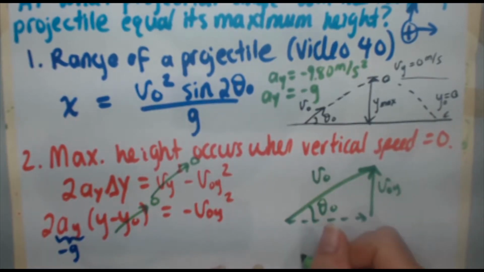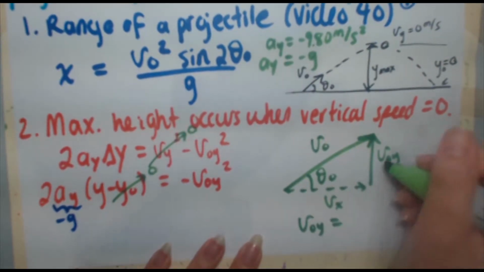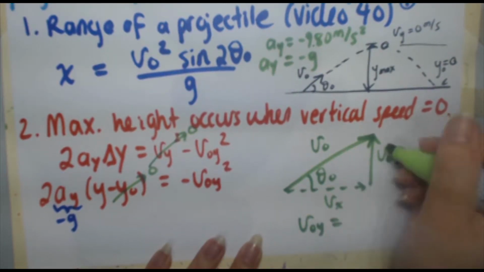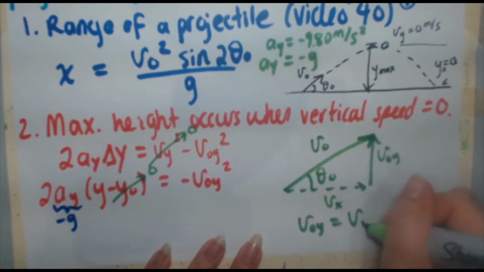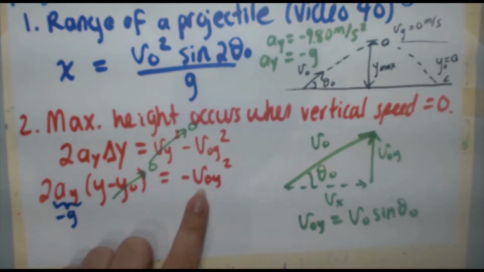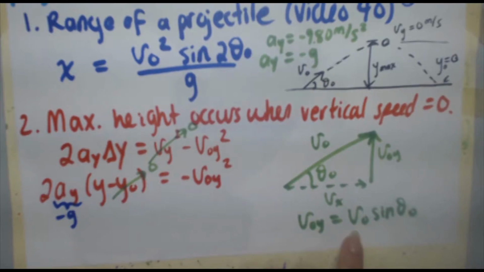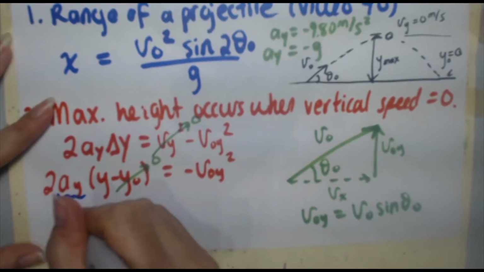So we can actually say that v naught y is equal to, it's opposite this angle, so multiplying the sine of this angle with the hypotenuse will give us v naught y. So v naught times sine theta naught. Now in this expression we have v naught y squared, so it's going to be v naught squared sine squared theta naught. So let's add all of our changes now to this expression.